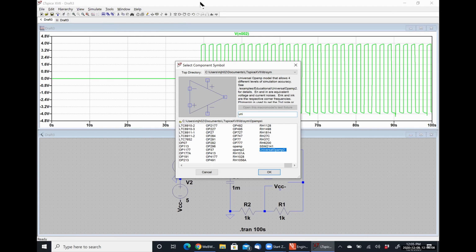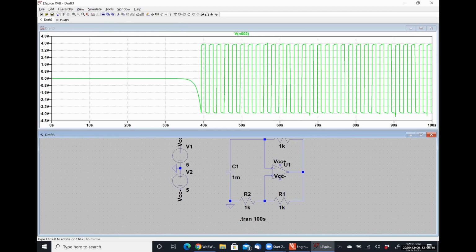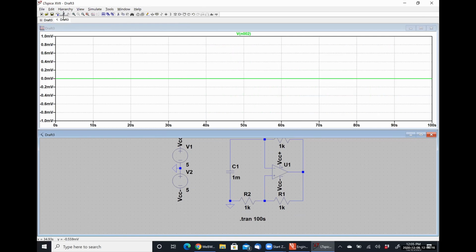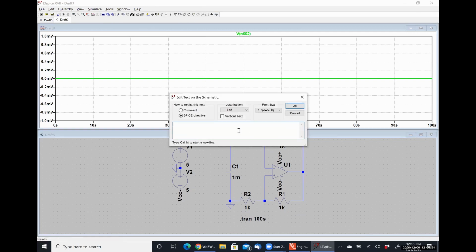UNI. So to make sure I'm not pulling your leg, we'll run this exact same simulation over the 100 seconds. It still shows up as exactly 0. What I'm going to do is put in a SPICE command, .IC.